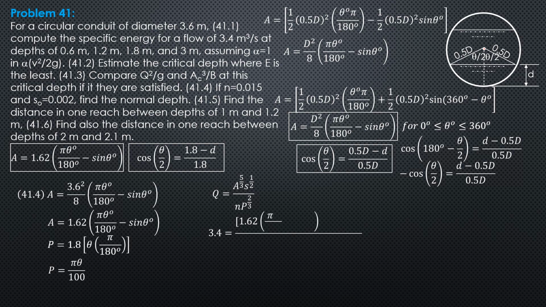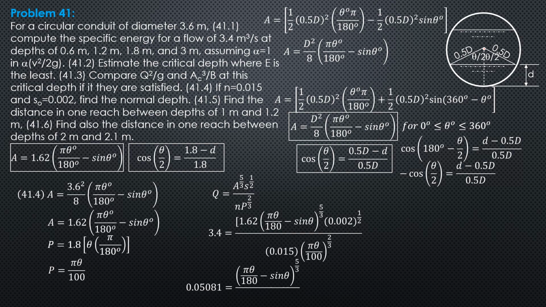So 3.4 equals 1.62 quantity (pi theta over 180 minus sine theta) to the 5/3 times 0.002 raised to 1/2 over n, 0.015, perimeter (pi theta over 100) to the 2/3. So 3.4 times 0.015 times quantity (pi over 100) to the 2/3 divided by quantity 1.62 to the 5/3 times square root of 0.002 would be 0.05081. Then what is left here is (pi theta over 180 minus sine theta) to the 5/3 over theta to the 2/3.